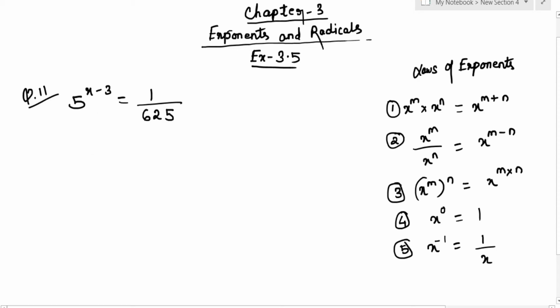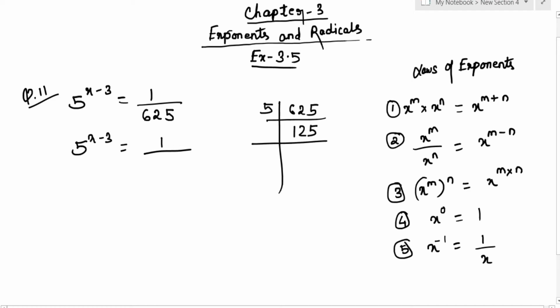Now next is 5 to the power x minus 3 equal to 1 by 625. So we can write down 5 to the power x minus 3 equals to, if you factorize this 625, then the prime factors we get as 5 ones are 5, 5 twos are 10, carry forward 2, 5 fives are 25, then 5 25s are 125, 5 fives are 25 and 5 ones are 5. So how many 5 are we getting? We are getting 5 to the power 4. So plus 4 will shift upward and it will become 5 to the power minus 4.